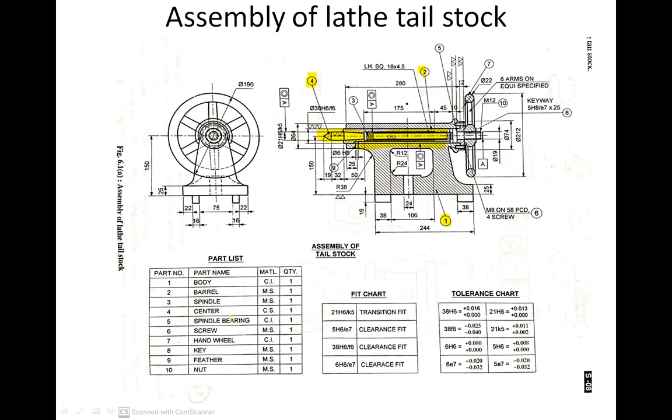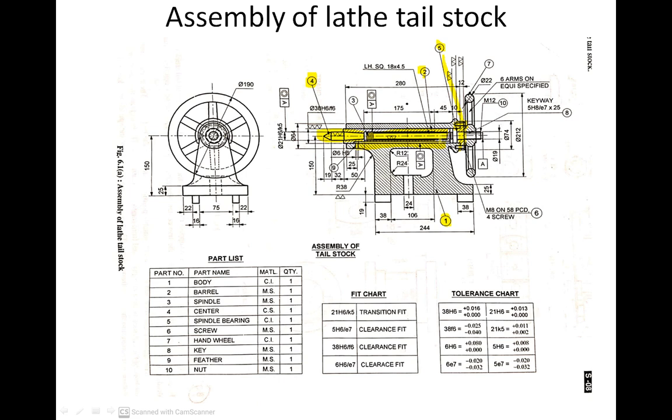Then spindle bearing, that is part number 5. This is the part number 5. So this is the spindle bearing. This part is spindle bearing. This bearing is used to support this barrel. Is used to support the spindle, that is rotating spindle.